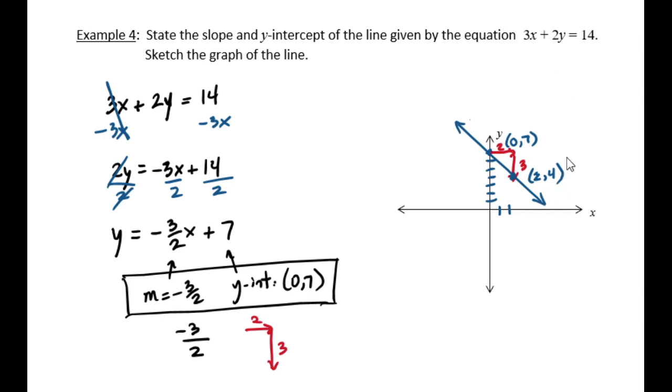And if you find it easier, you can write these ordered pairs in a table of values. Starting with the y-intercept as the first ordered pair, we then add 2 to the x-coordinate and subtract 3 from the y-coordinate. And then you plot these two ordered pairs and sketch the line that passes through them.